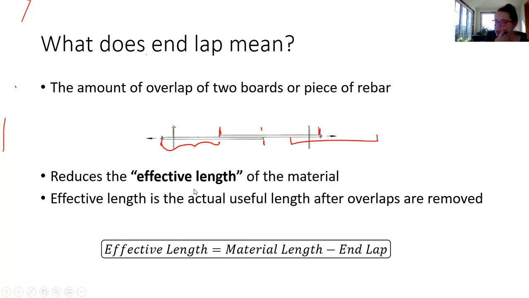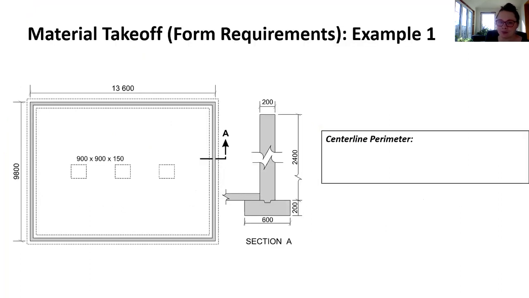The effective length of the material is the actual useful length after the overlaps are taken off. So to find effective length, you take your material length and subtract the overlap. Nice and easy to do. We're going to have to do that several times. Anytime you see the word end lap, we're going to subtract the overlap.